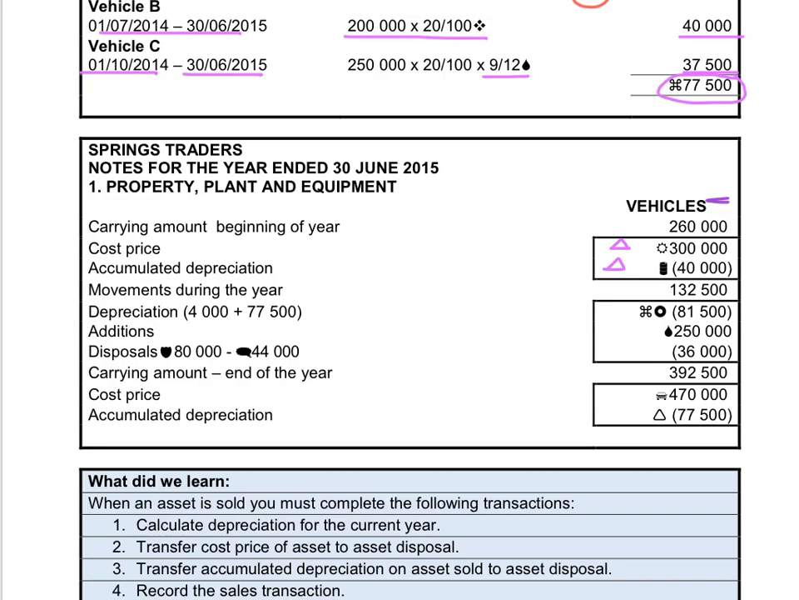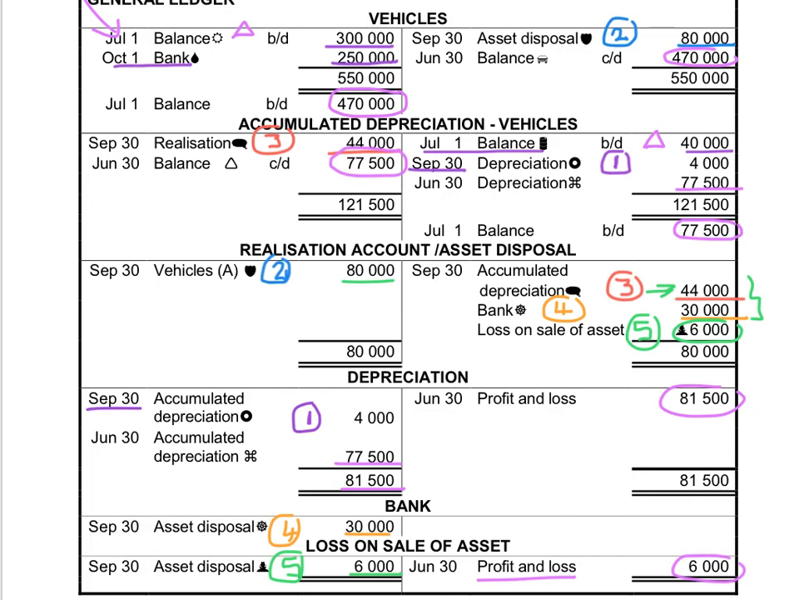We will therefore show the opening balance for vehicles at the beginning of the year and the accumulated depreciation, and then I have to calculate what is the carrying amount, what is this asset worth at the beginning of the year. So I will take the cost price 300,000 minus the accumulated depreciation of 40, and that will give me my opening balance.